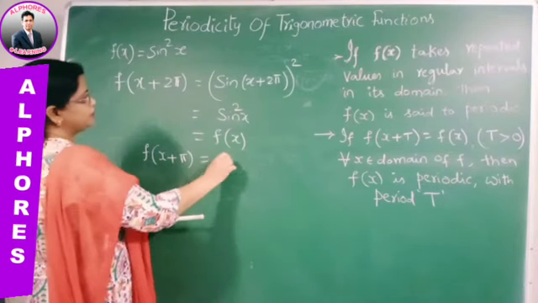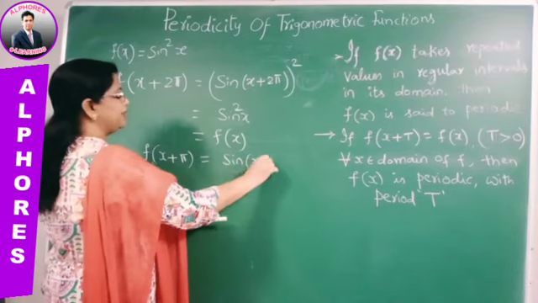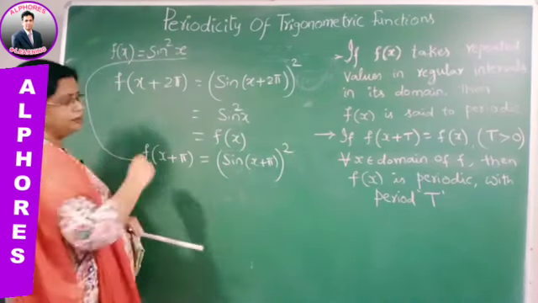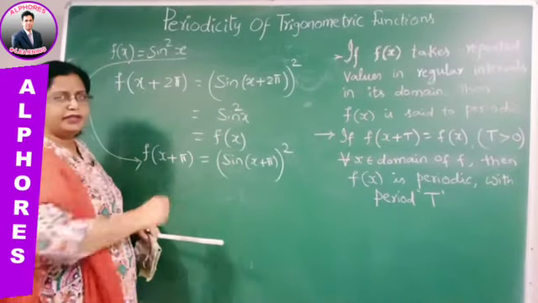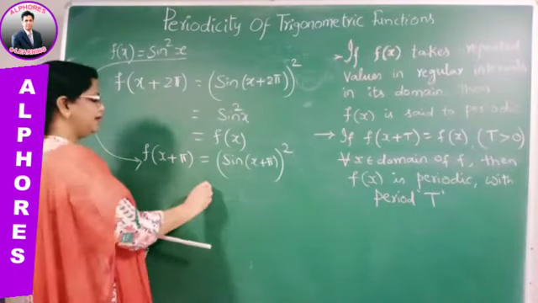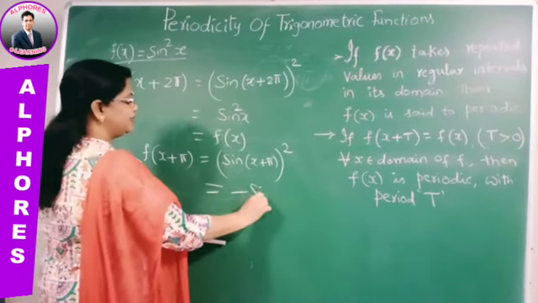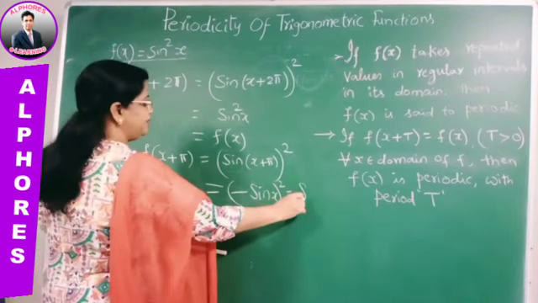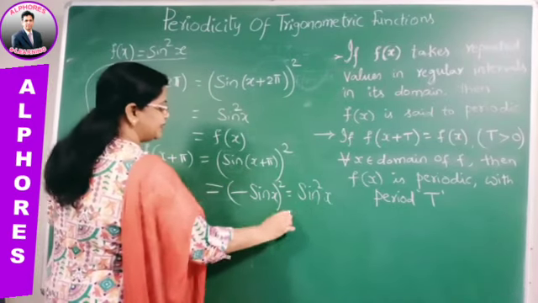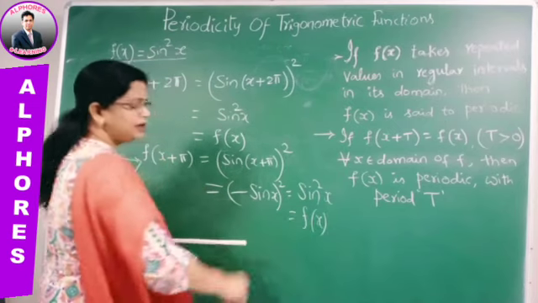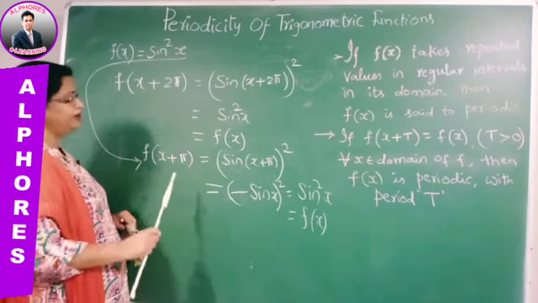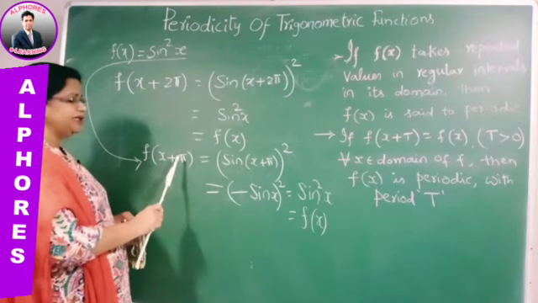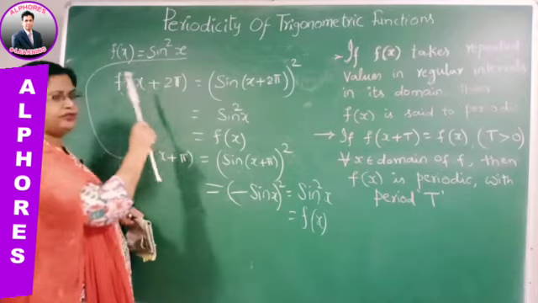f of x plus pi, that is sine of x plus pi, and here we have the whole square. This is our function and we replaced x by x plus pi, and thereby this value is actually minus sine x, third quadrant sine value, whole square. That means you got this value as sine square x, which is nothing but f of x. Got it? Therefore to sine square x we can say the period is pi also, apart from 2 pi.